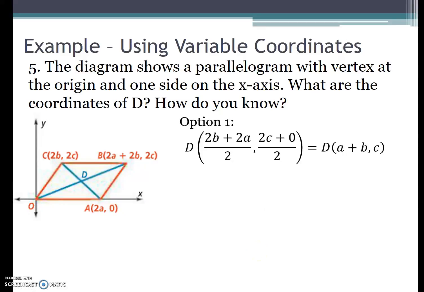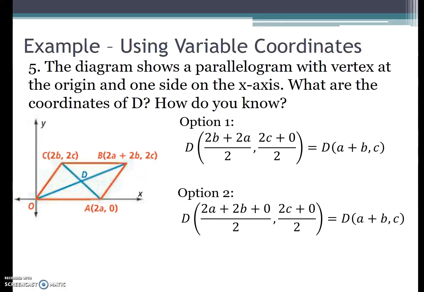I can do the same process, but with O and B. So in this one here, though, it's going to be 2A plus 2B plus 0 and 2C plus 0, and then we're just going to simplify that down. Either case, you should get the same exact thing, okay? So I'm just plugging all these things into a formula, and I am simplifying as far as I can go. You can do the same thing with the distance formula as well.